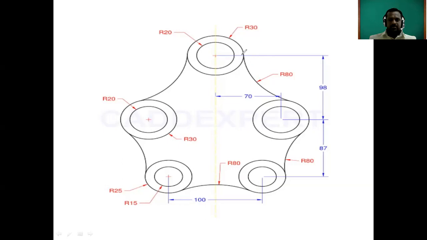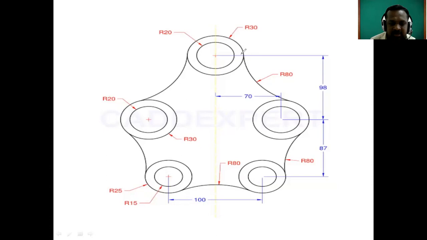Then does anyone want to say something? Okay, so I will tell you how to draw this in a simple way. There are different ways. You can use your logic also, no problem. There will be different ways to draw this figure.